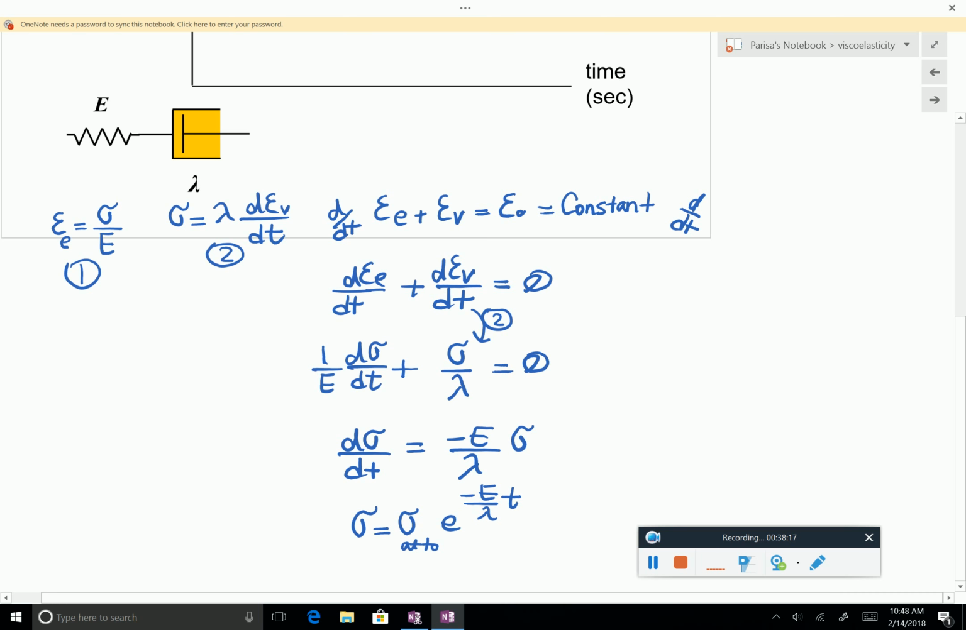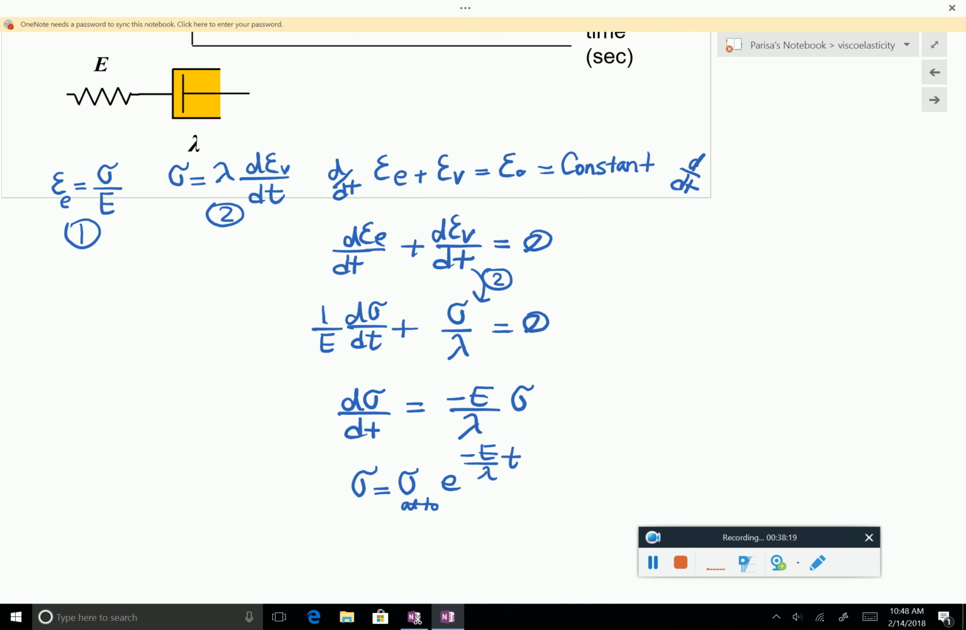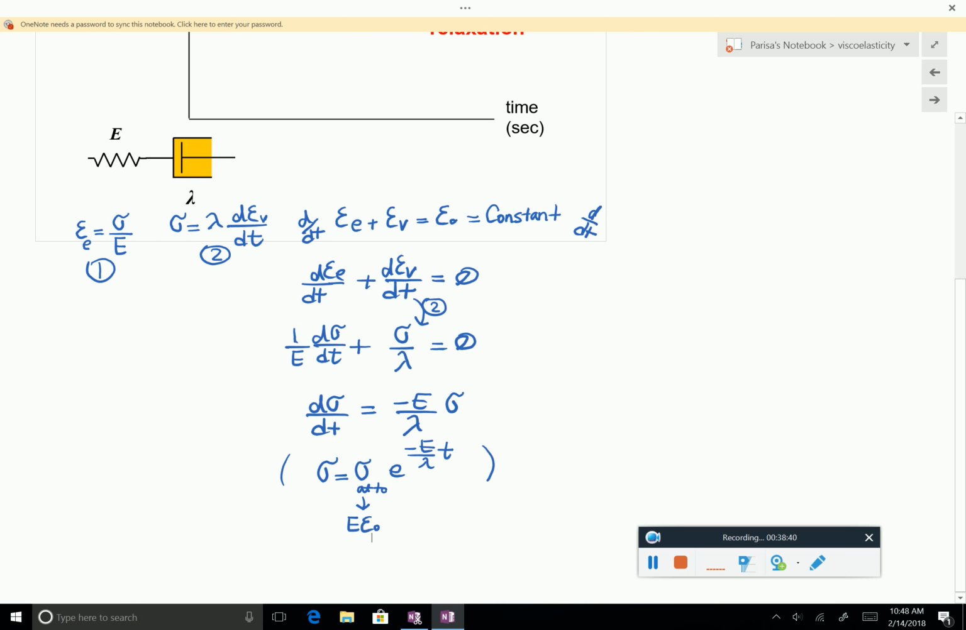This is from calculus. It has nothing to do with mechanics of materials, this part. How much is the sigma at t0? Well, in the very beginning, only the spring is engaged. So this is very simple. It's a little bit different. I don't know how much you remember from calculus, but I explain it again.